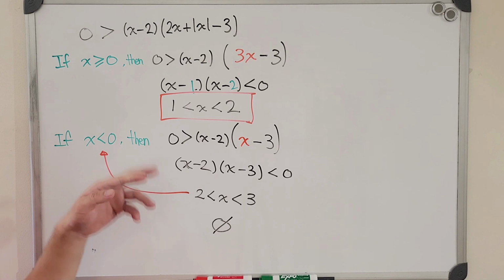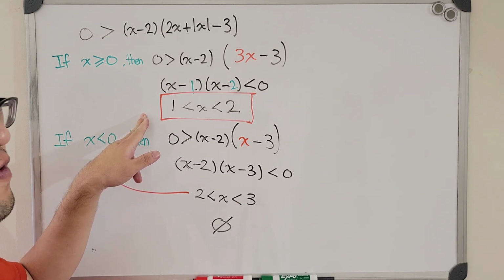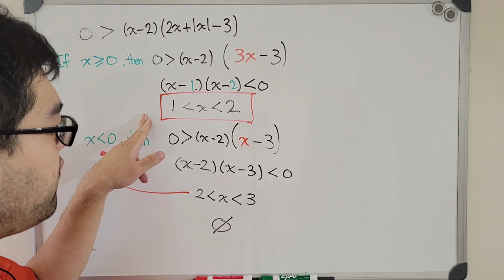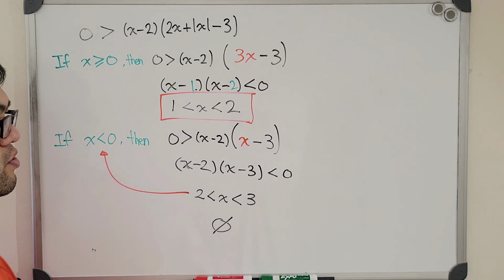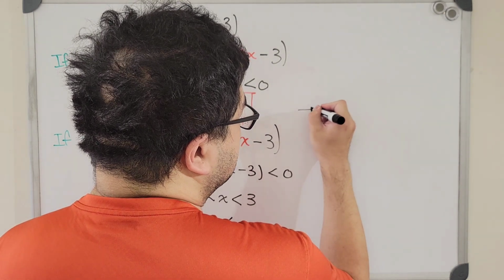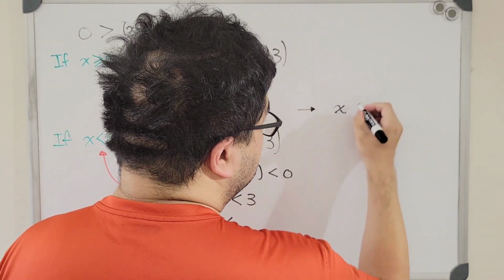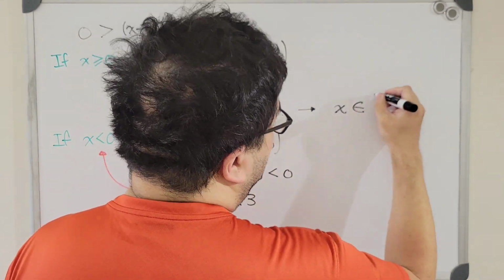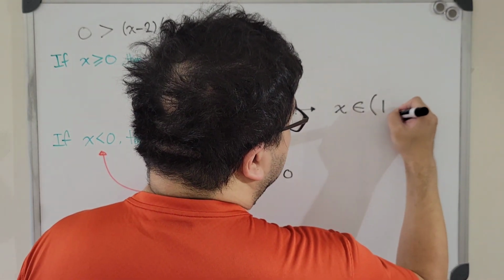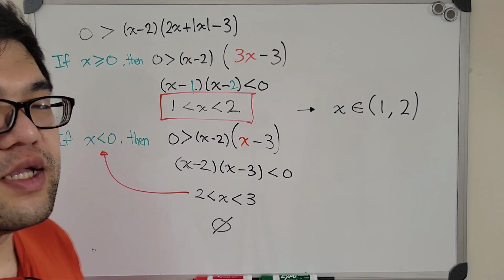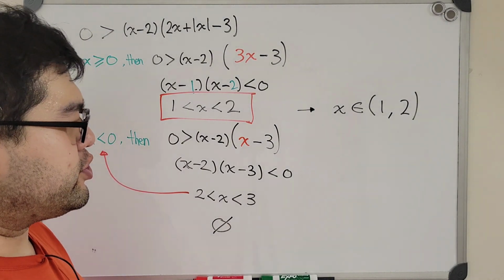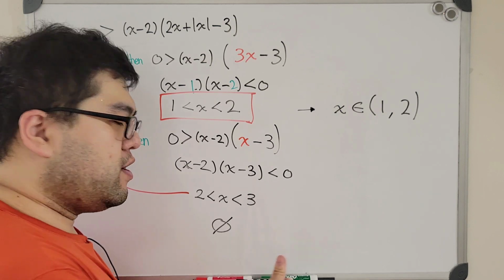And therefore, our final answer of the inequality that we started off with is just this part. x is lying between 1 and 2. Or you can just write it in set notation: x is in between 1 and 2, excluding the endpoints. And that's it. That will be the solution of our inequality.